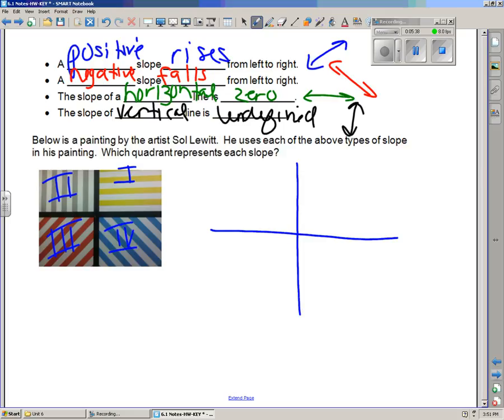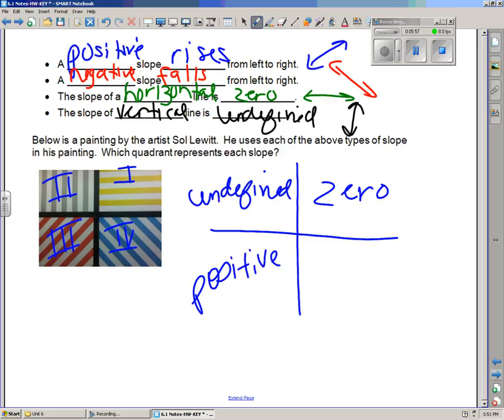Well, in 1 you see a horizontal line. Horizontal lines have slopes that are equal to 0. Quadrant 2 has vertical lines, and vertical lines have slopes that are undefined. Quadrant 3 has lines that rise from left to right, so all of these have positive slopes, and quadrant 4 in this painting has lines that fall from left to right. So the slopes of the lines in his quadrant 4 are all negative.